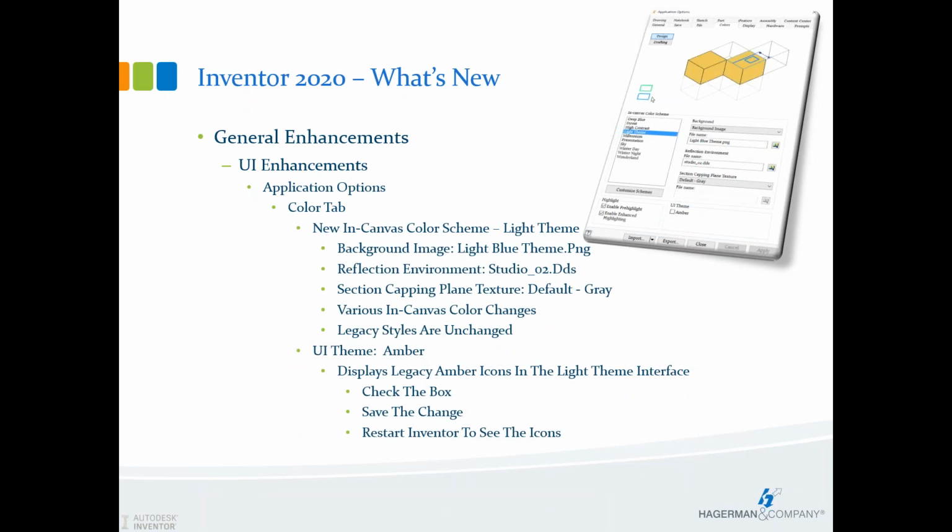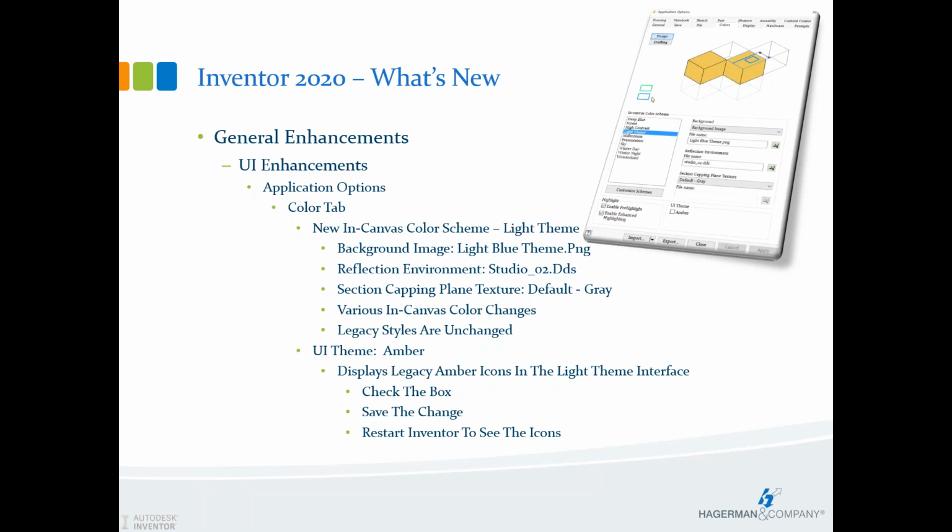So on the application options, on the color tab, the new in-canvas color scheme called Light Theme has been added. There's a background image, a reflection environment, section capping, plain textures. The legacy styles are unchanged. So the deep blue, the forest, the high contrast, the winter day, the winter night, the winterland, those are all still there. And you can make those active. You can adjust those. We've still got the customized schemes that was added in 2019 that we can update our own colors if we don't like what's out there as far as unconstrained sketch lines, over-constrained sketch lines, constrained sketch lines, construction lines, and things like that.